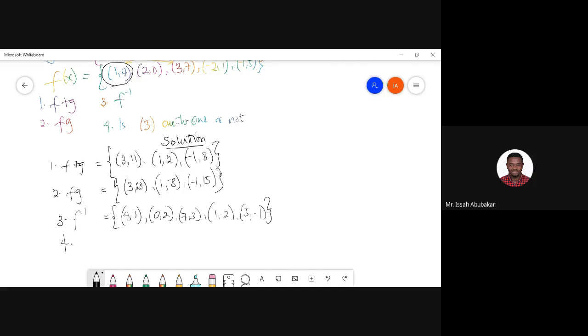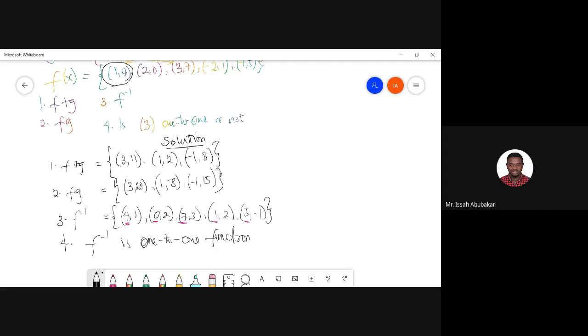Now let's look at the domain. These are the domain. So this is the domain or the x values, okay? The first points in the ordered pair. So we have 4, 0, 7, 1, 5. There's no repetition in the domain. So therefore, we can conclude that the function f inverse is a one-to-one function.